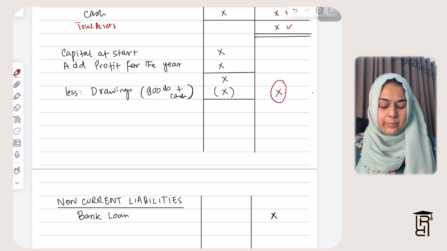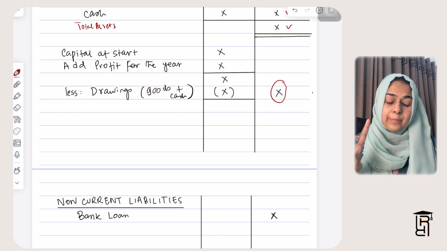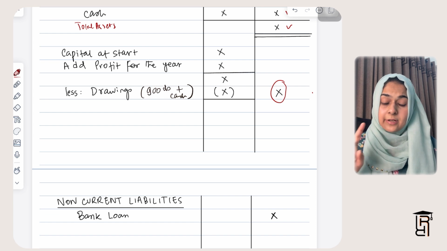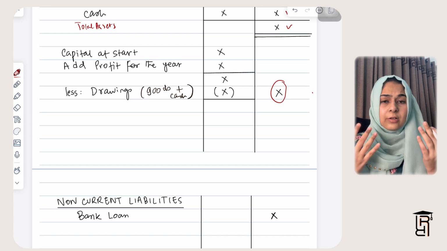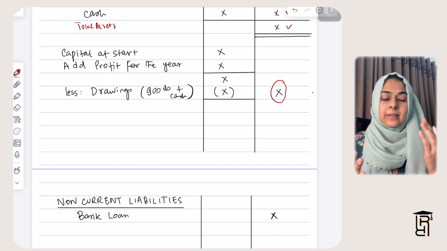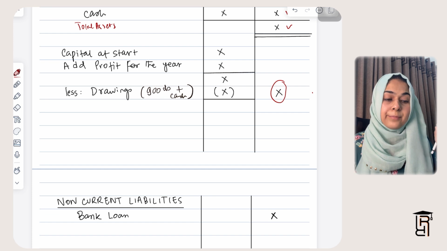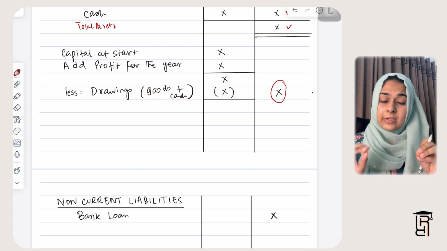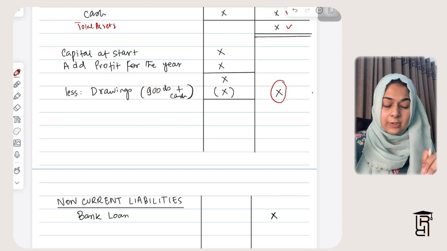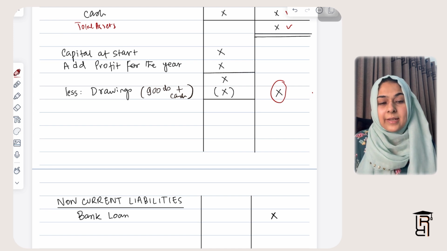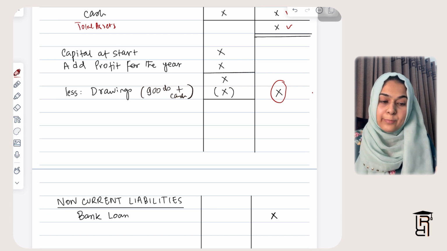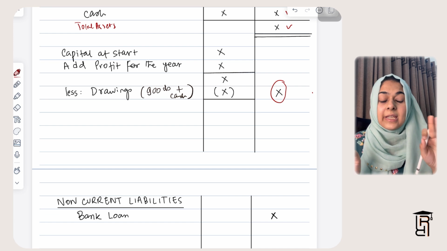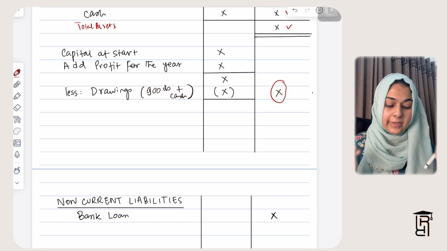And then we have the liability section. In the liability section, we have two important headings here. One is the non-current liabilities, which is usually a bank loan or a loan from someone, let's say a loan from G Blake, given in the question. So loan from G Blake is also going to be your non-current liability. Loan is always a non-current liability unless in the question they state that it's repayable within a few months. Otherwise, the default for a loan is always a non-current liability.